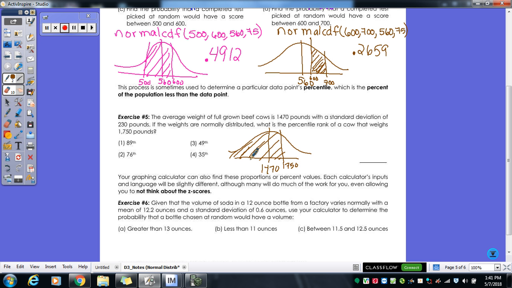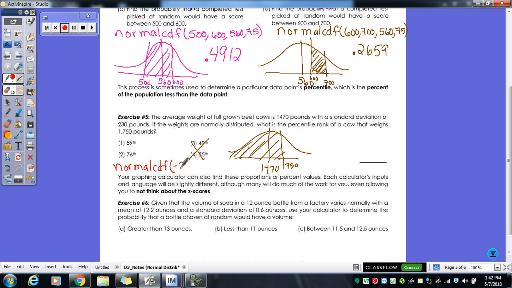So yes, we can use normal CDF. But which two can we eliminate right away? 3 and 4. Because it's higher than the mean, so it has to be higher than 50. Because 1750 is higher than your mean, your percentile rank has to be higher than 50, because your mean is the 50th percentile. So we will use normal CDF.